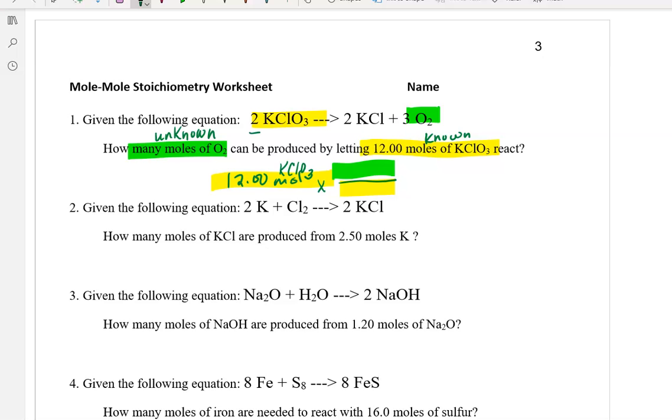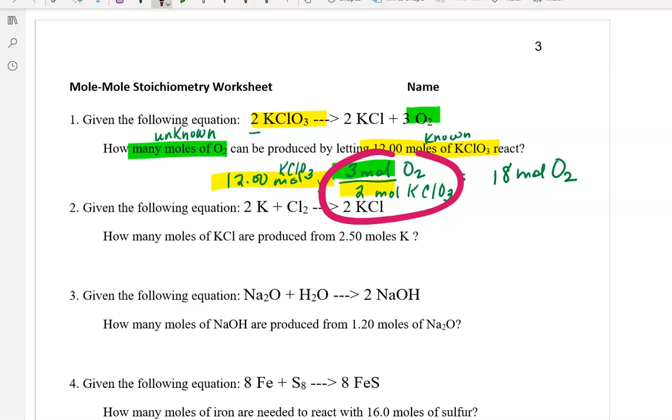So the coefficient is 2 moles KClO3. And then the coefficient for the unknown is 3 moles of oxygen. If we do that math, we come up with 18 moles of oxygen produced if you react 12 moles of potassium chlorate. What we're doing is this is our mole ratio, and we get that from our coefficients.